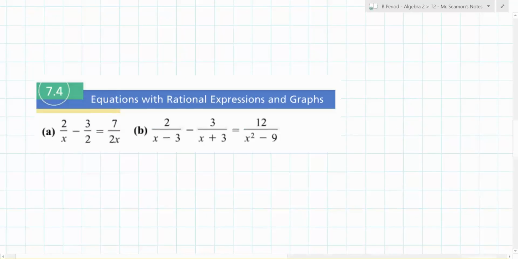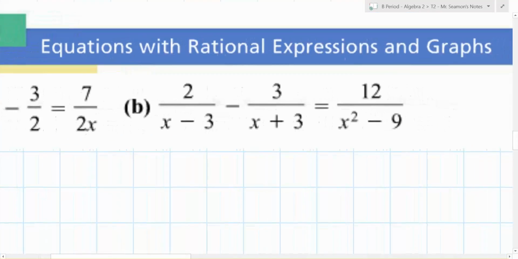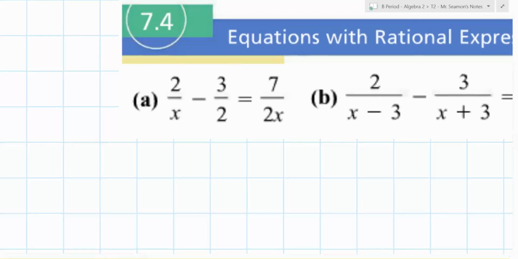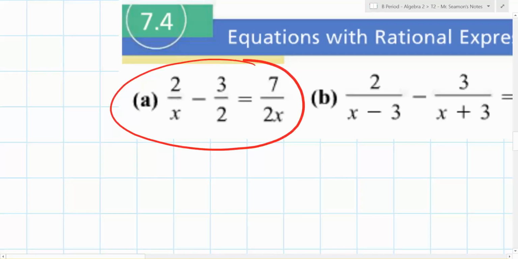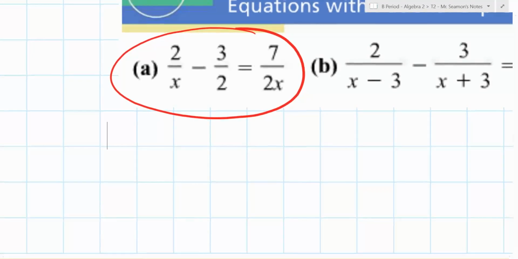We're adding in equations with rational expressions and graphs. So this right here, are any of those pieces new? No. But the new thing is, what have I added in? An equal sign. So what are we doing with these? One word, what's the action we're doing? We're going to be solving. Solving for? X. We are solving for X.